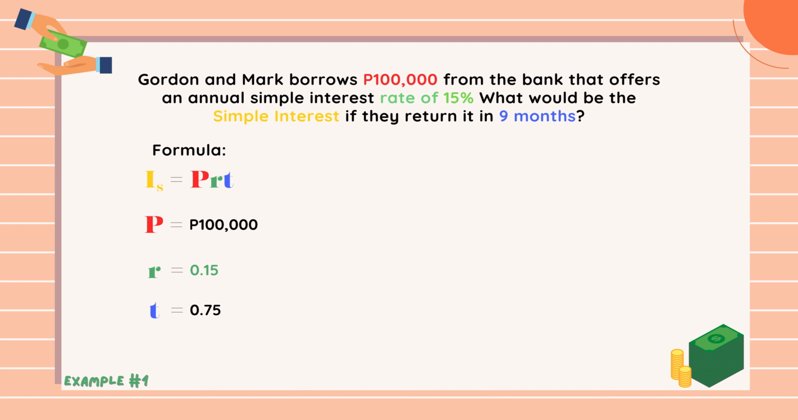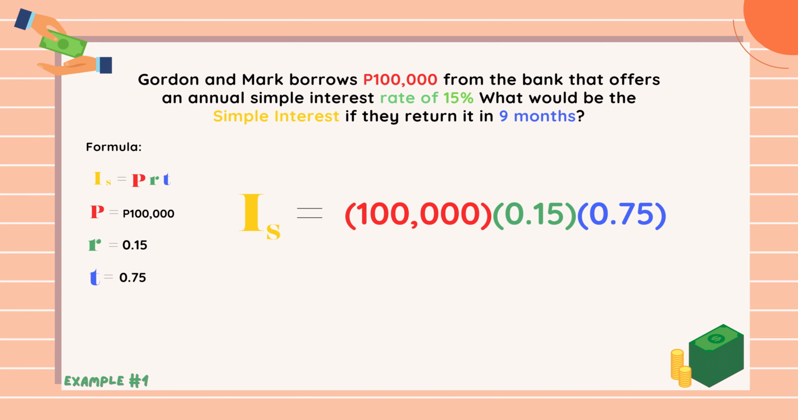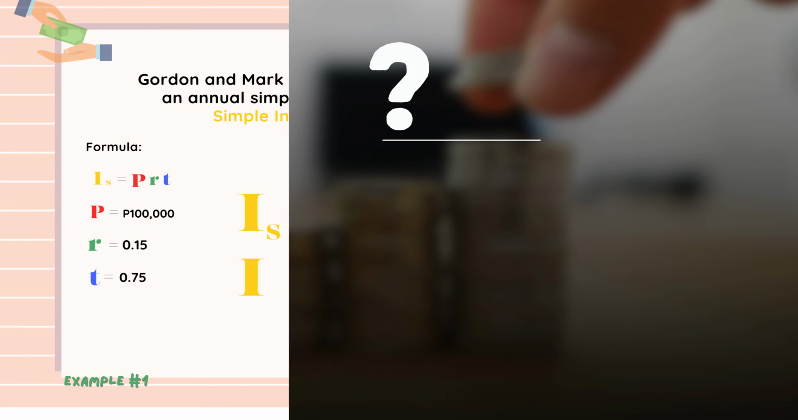Second, we must change our percentage into a decimal, and after that, we proceed to multiplying. Multiplying 100,000 by 0.15 and 0.75 gives us the value 11,250. This result is our simple interest.